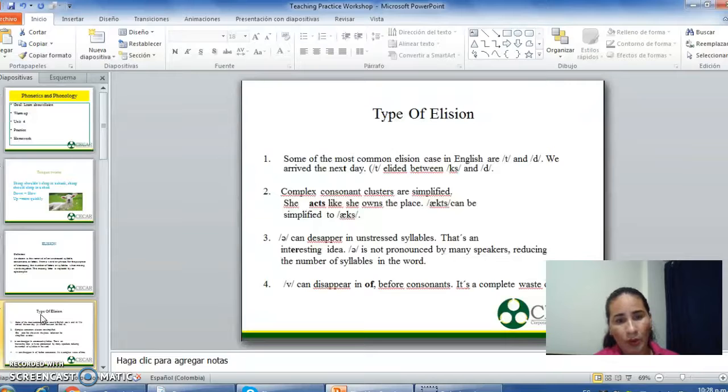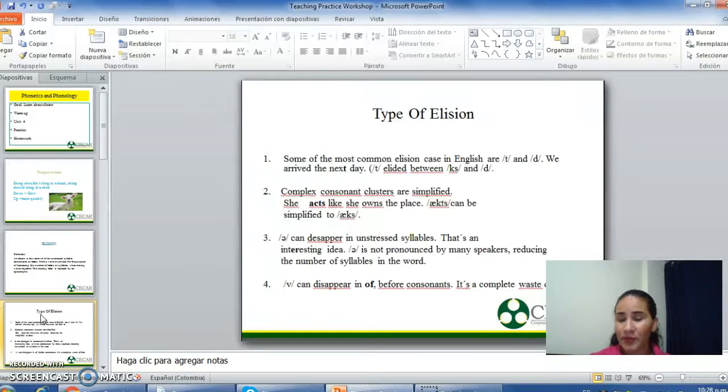Three: a vowel can disappear in an unstressed syllable. That's an interesting idea. "Interesting" is not pronounced in full by many speakers, reducing the number of syllables in the word. That's an interesting idea.